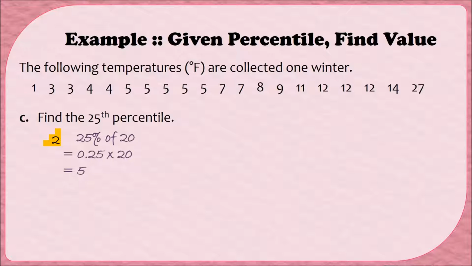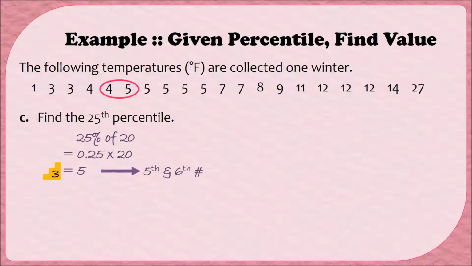Now, for step 3, we have to look at our answer from step 2. In this case, our answer from step 2 was a whole number, so we have to treat this a little bit differently than we did in the last example. When you find a whole number, that means you're going to have to look at the value that's in that spot and the next one. So we are going to look for the 5th and the 6th numbers. So we count through our data, 1, 2, 3, 4, 5, and 6. So the 4 and the 5 are the 5th and 6th numbers in our data set.